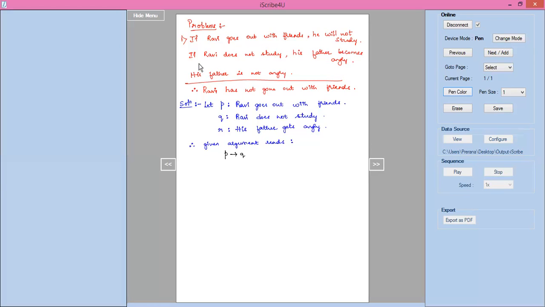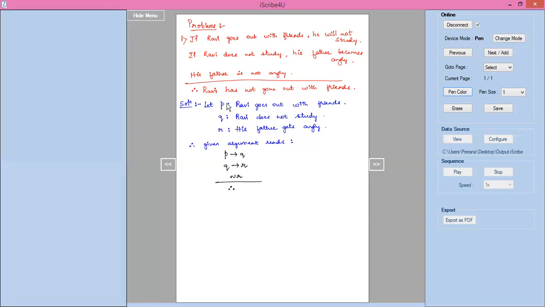Second one, if Ravi does not study, that is Q, conditional because we have if then, his father becomes angry. We have denoted his father becoming angry as the proposition R. So that can be written as Q conditional R. Thirdly, his father is not angry. We have taken his father gets angry as the proposition R, but this is not angry, so it represents negation R. We have the conclusion also given, and we need to check whether it is a valid argument or not. So Ravi has not gone out with friends.